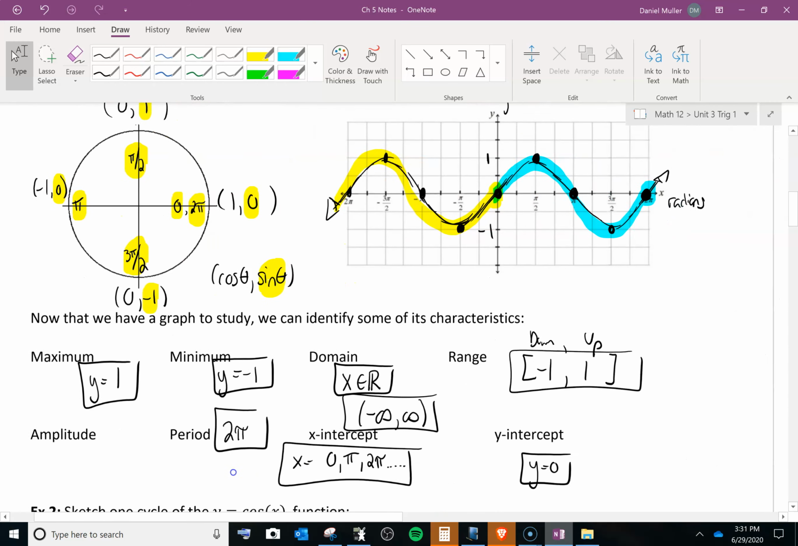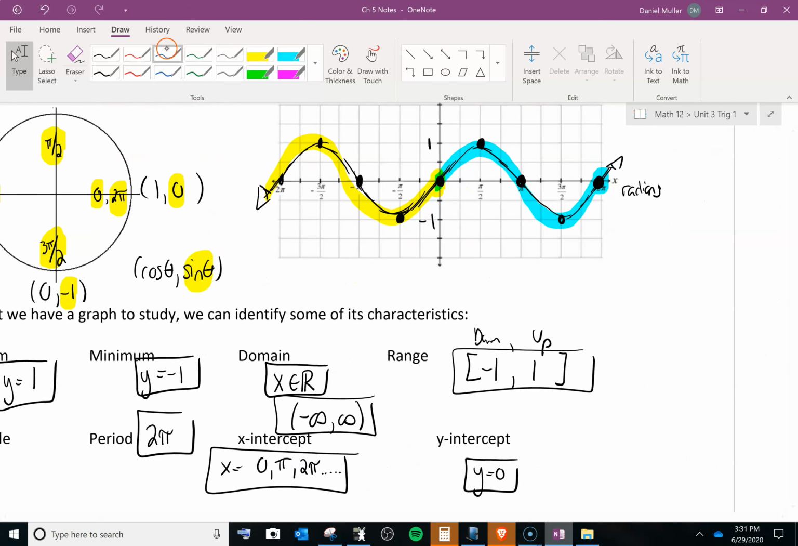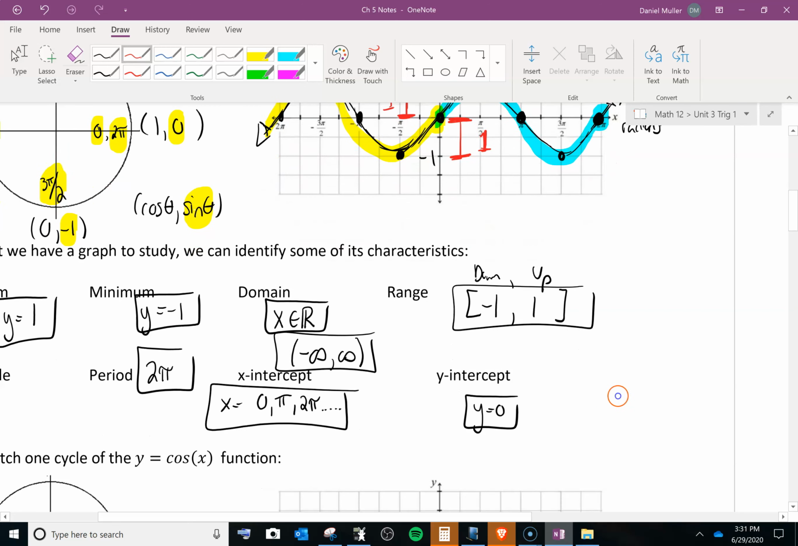And the amplitude. So the amplitude is the distance. This is really important, the distance from the top to the middle. So that distance there is from 0 to 1, that gap is 1. You can also do from the middle to the bottom. That gap is also a height of 1, not negative. We're looking at just a positive number. So the amplitude is 1.